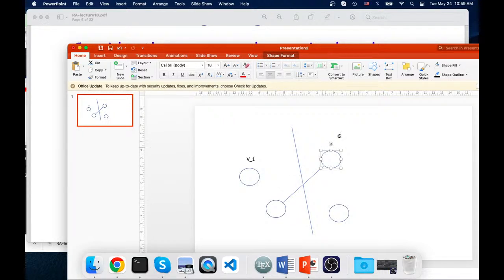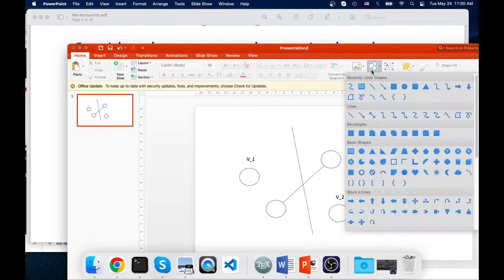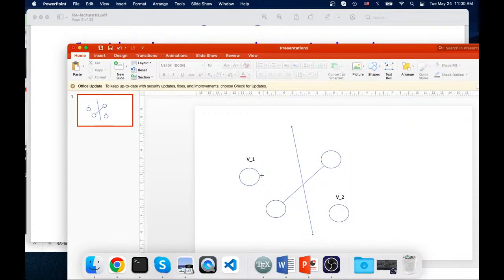But on the other hand, let's say we have another vertex, let's call it v2. Okay, so let's say this is v2, and let's say there is an edge. Suppose that there is an edge joining v1 and v2.